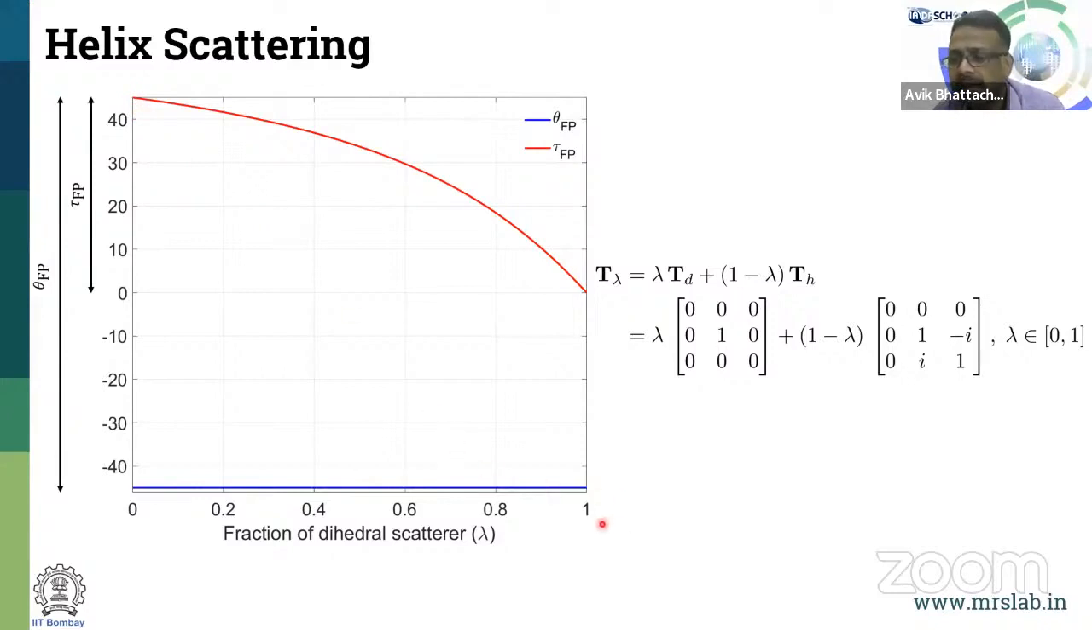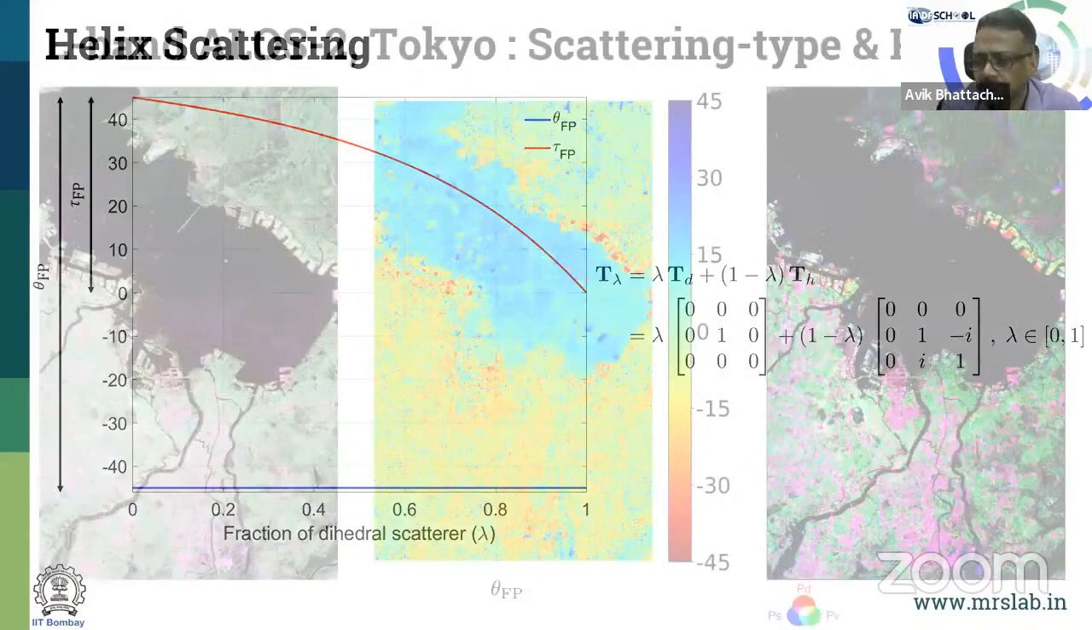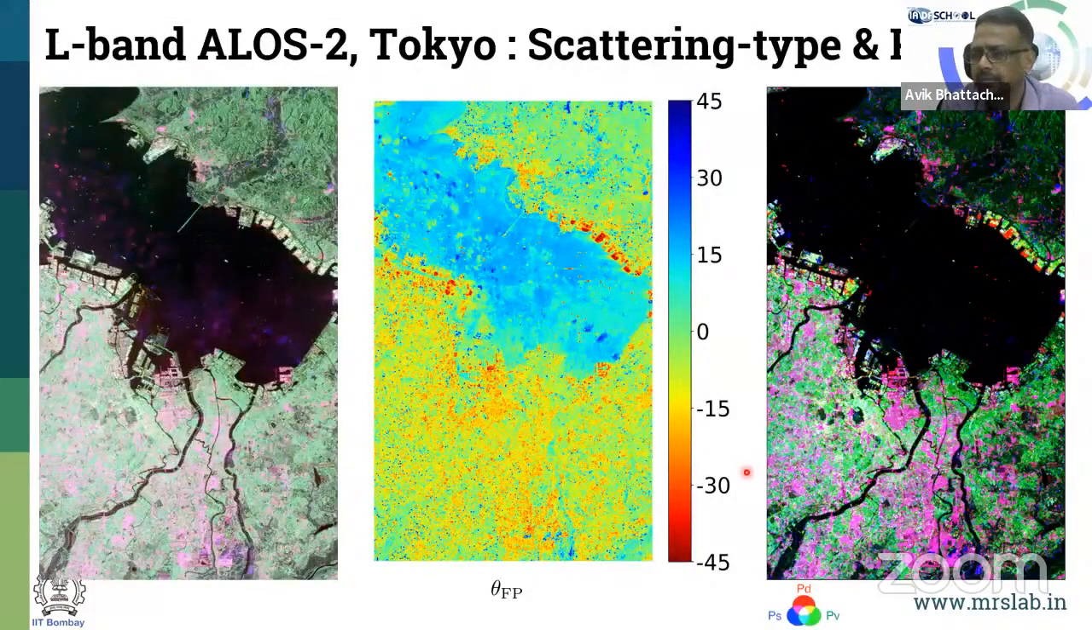But for a target which is over here as 45, if it is 45, then for a trihedral, the tau will be equal to zero. So it's characterizing differences when I have a mixture, as you have seen before, between a dihedral and a helix component. Both of them are characterized by the theta FP to be on the extremities as minus 45. But only using tau FP, you can separate it out saying that, well, tau is 45 when theta FP is minus 45, which corresponds to a dihedral. And that's the way I'm able to characterize between all these different targets.